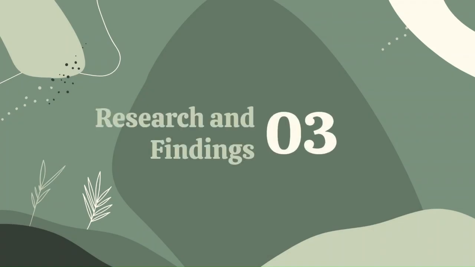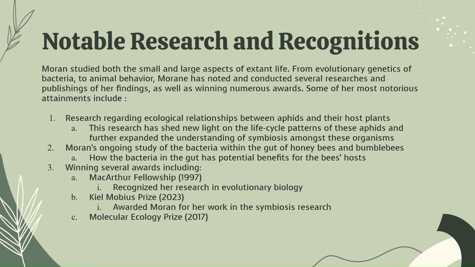So a little bit on her research and her findings. She studied both the small and large aspects of extant life. From evolutionary genetics of bacteria to animal behavior, Moran has conducted several researches and publishings of her findings, as well as winning numerous awards regarding these findings. Some of her most notable attainments include research regarding ecological relationships between aphids and their host plants. This research has shed new light on the life cycle patterns of these aphids and further expanded the understanding of symbiosis among these organisms.